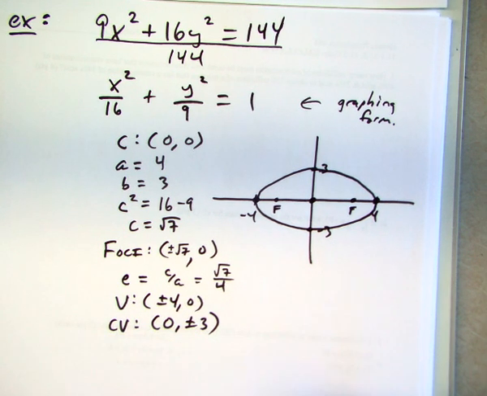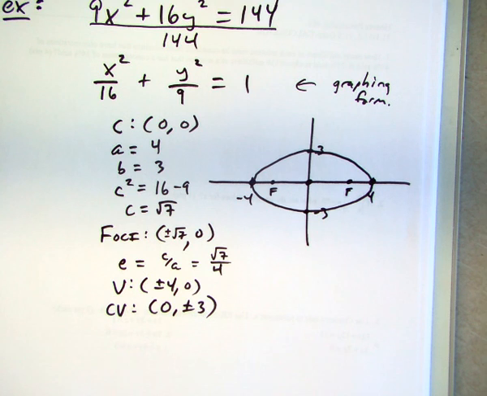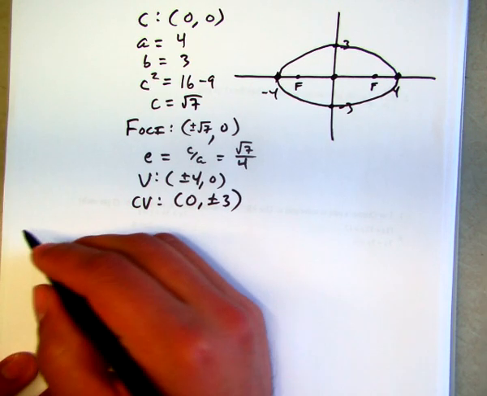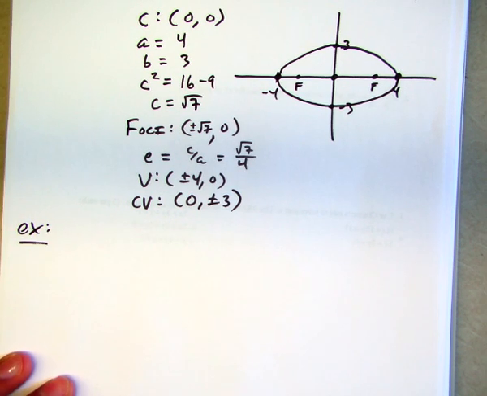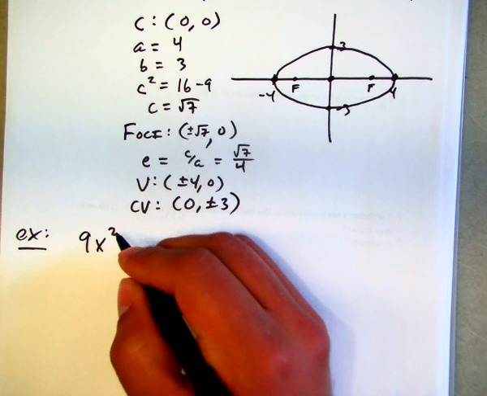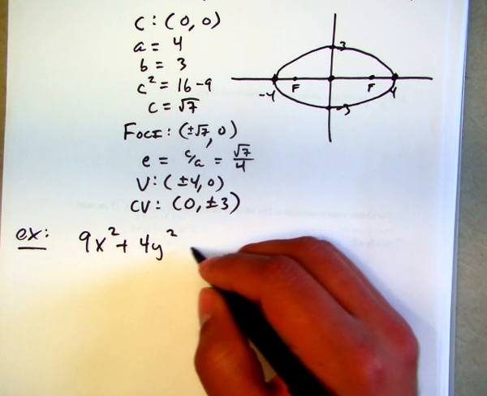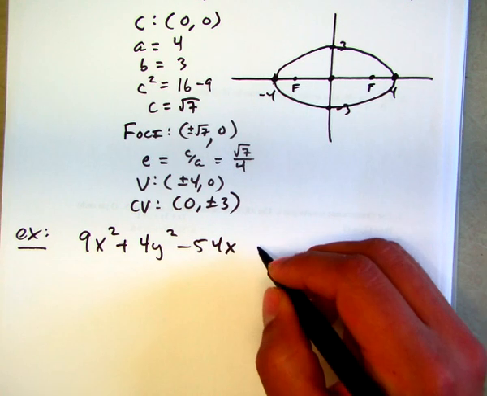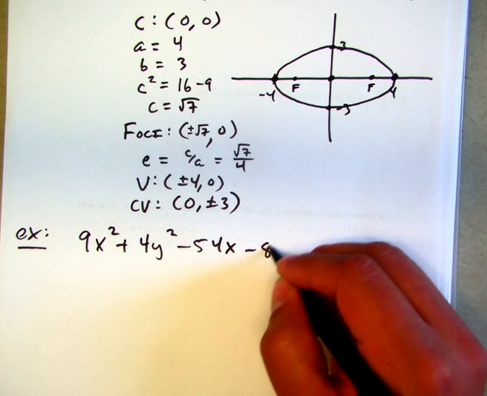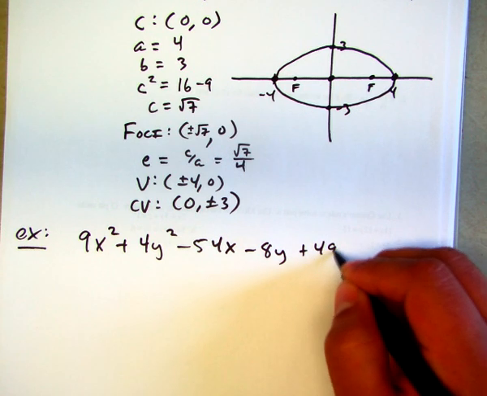Okay, so this is basically how it works. It gets a little bit more complicated when it's not a nice equation that's centered at 0, 0. And we'll go through one of those right here. Are there any questions before we go on to the next one? Okay, so let's try this example. Say we have 9x² plus 4y² minus 54x minus 8y plus 49 equals 0.